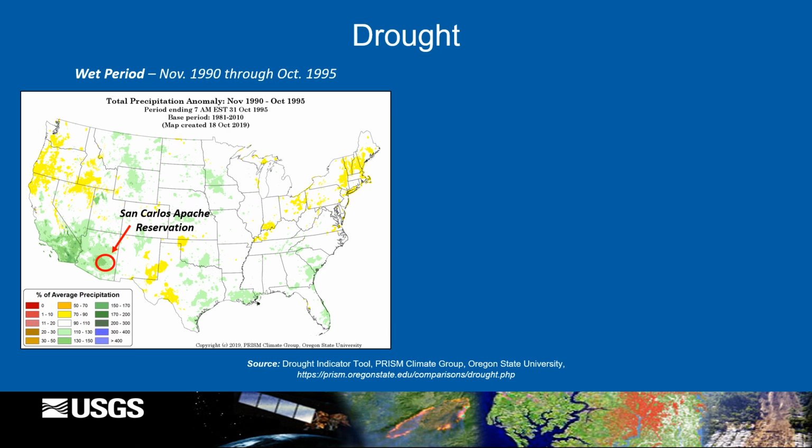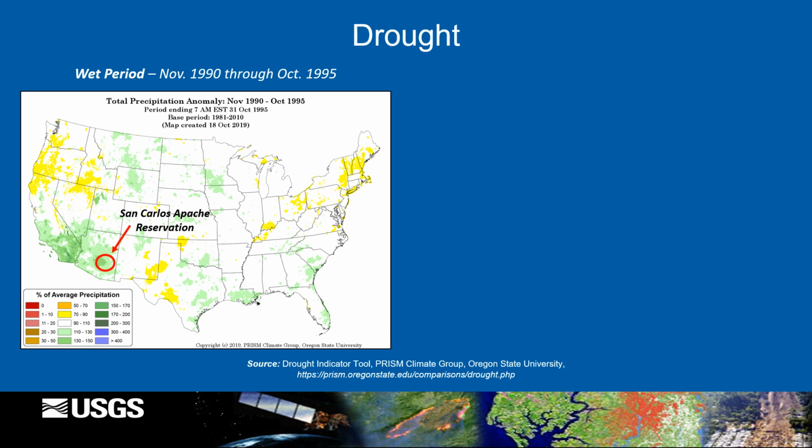So on this first graph on the left, from the late 80s to the mid-1990s, this region in general experienced above average precipitation with positive anomalies at roughly, this appears to be about 130 to 150% of average. So it was wet during this period, though this map only shows November 1990 through October 1995.